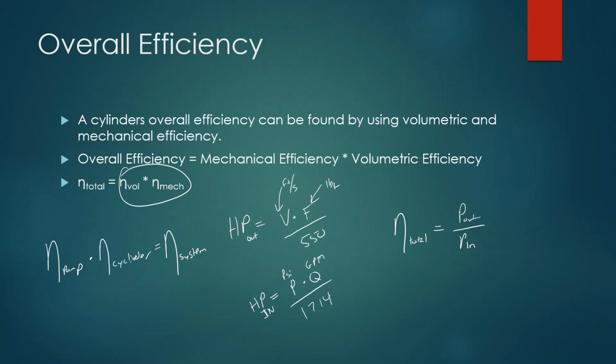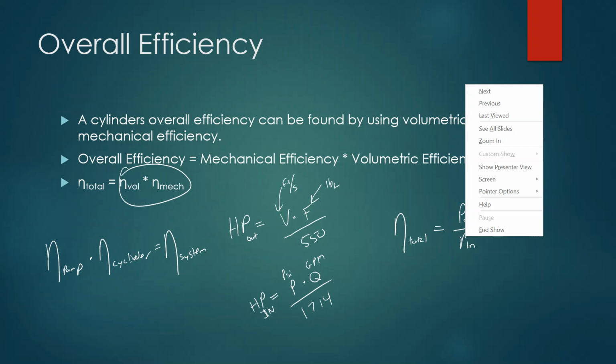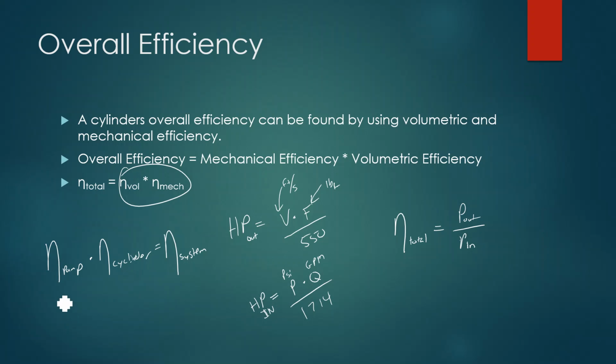But if you've got two components hooked directly together with very little line losses in between, this is not a bad way of estimating system efficiency. And you can get these efficiencies by looking at spec sheets, especially for pumps and motors. There's tons of spec sheets out for those. For cylinders, not so much, but you can still find some of the efficiencies for those, depending on the cylinder.